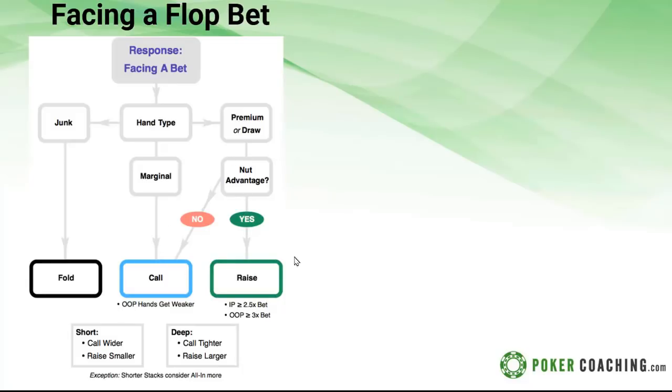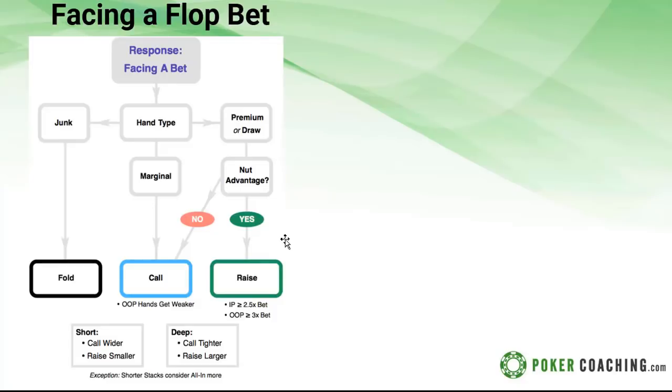If we do have the nut advantage, though, like say it comes 7-7-6, well, now if we have a premium made hand or draw, we're going to want to be raising with a lot of that. Now, again, this is not always crystal clear. This chart's not always going to perfectly apply, but it is going to be somewhat close enough.